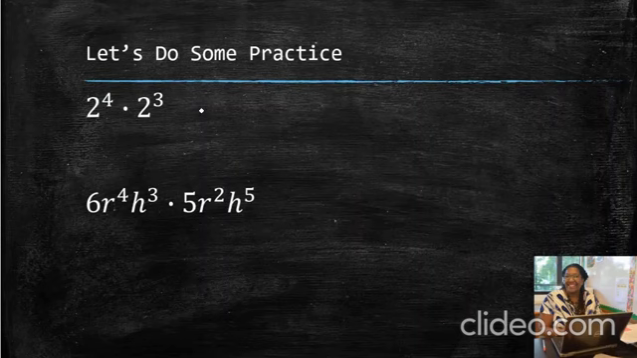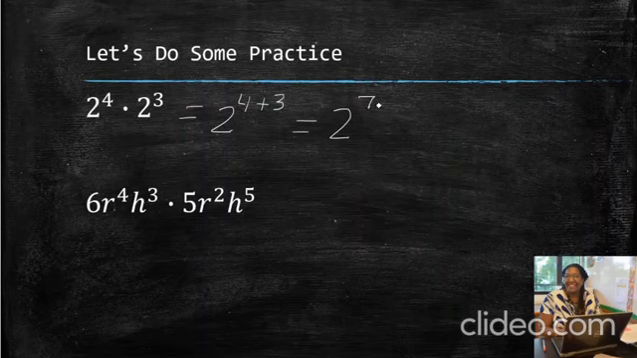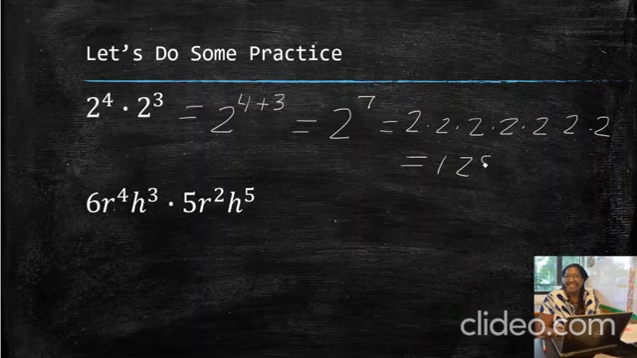So 2 to the 4th power times 2 to the 3rd power equals 2 to the 4th plus 3. 4 plus 3 gives us 2 to the 7th power. This is 2 seven times: 2, 2, 2, 2, 2, 2, and 2. So 2 times 2 is 4, times 2 is 8, times 2 is 16, times 2 is 32, times 2 is 64, times 2 is 128. 128 is our answer here, 2 to the 7th power.